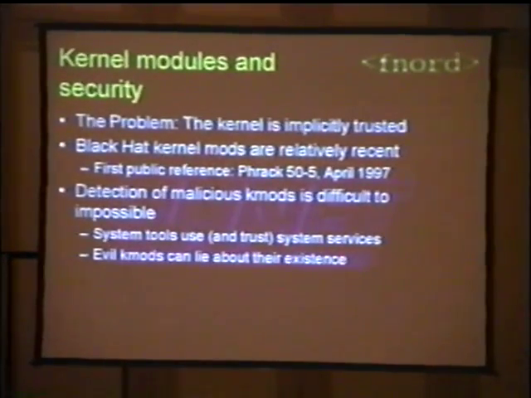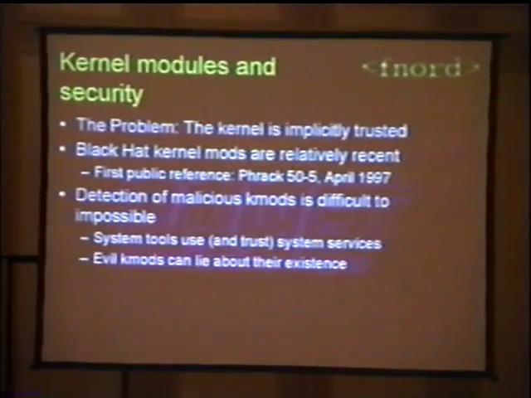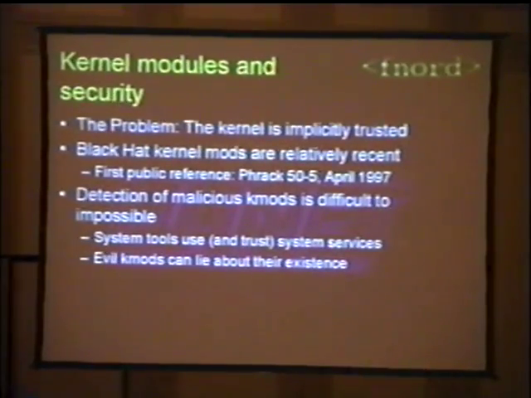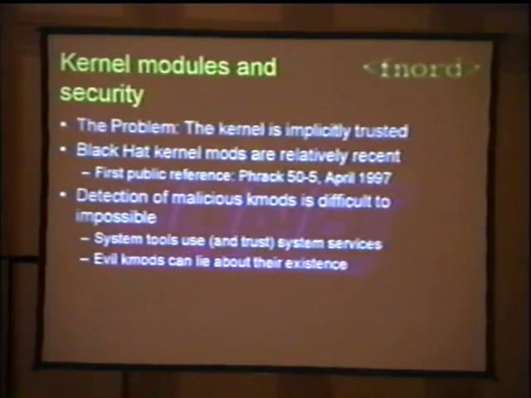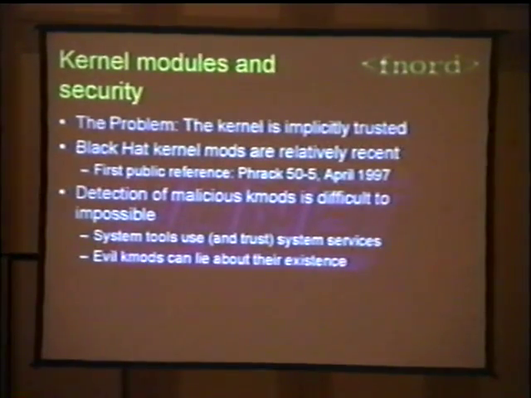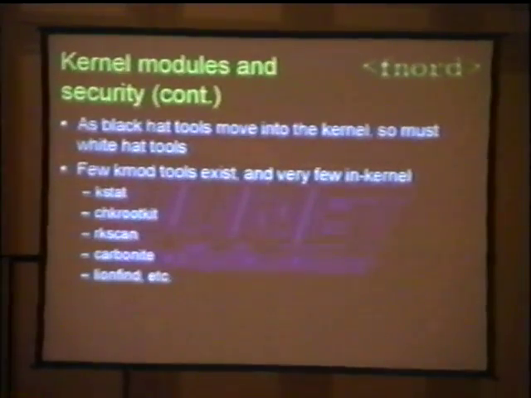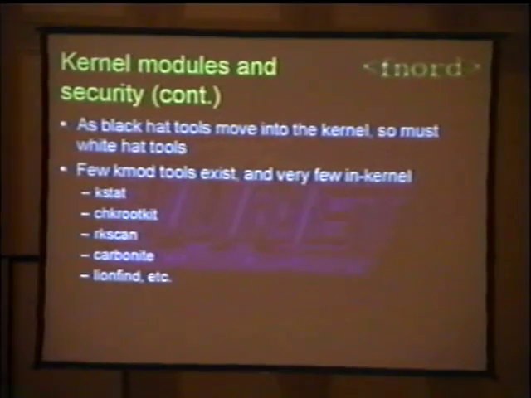And detection of them is pretty much impossible with standard userland tools. You basically either have to hope that the rootkit author made a mistake somewhere or didn't cover something. And it doesn't help if you loaded in trusted binaries off CD, because the system calls themselves are lying to you. And so just replacing your PS binary is not going to help. Evil kernel mods will lie about their existence. So, as black hat tools move into the kernel, white hat tools have to go there too in order to have any hope of detecting these things.